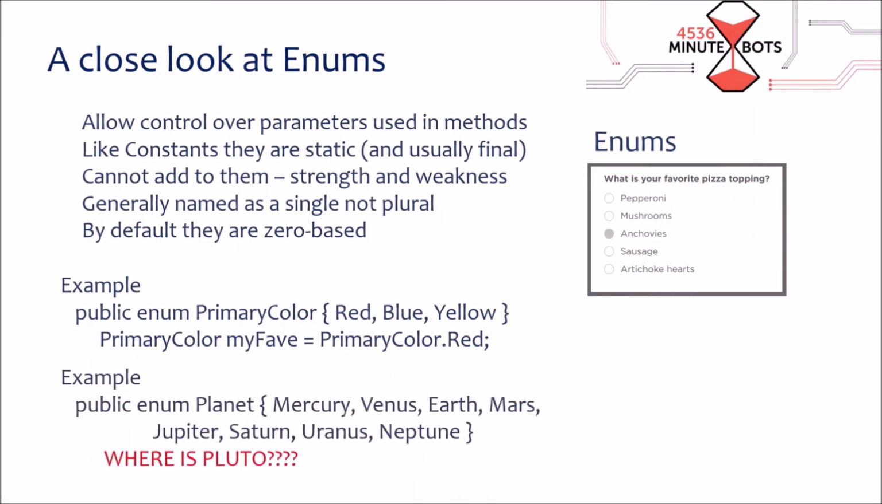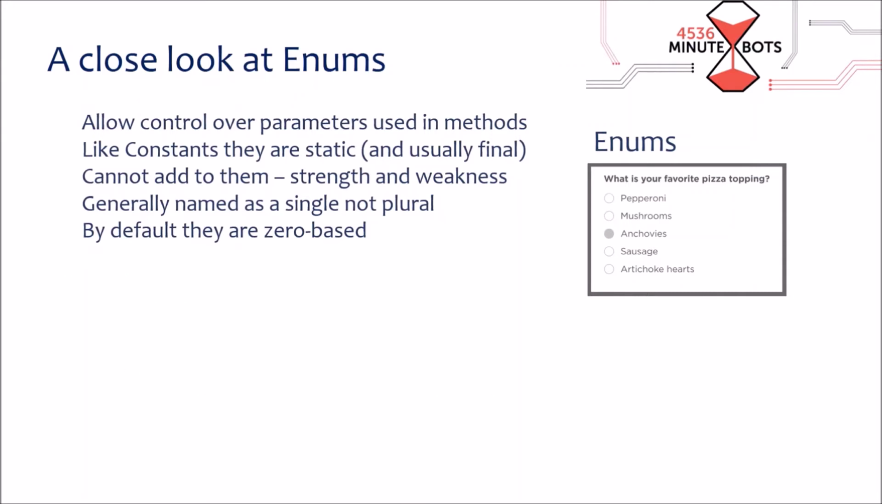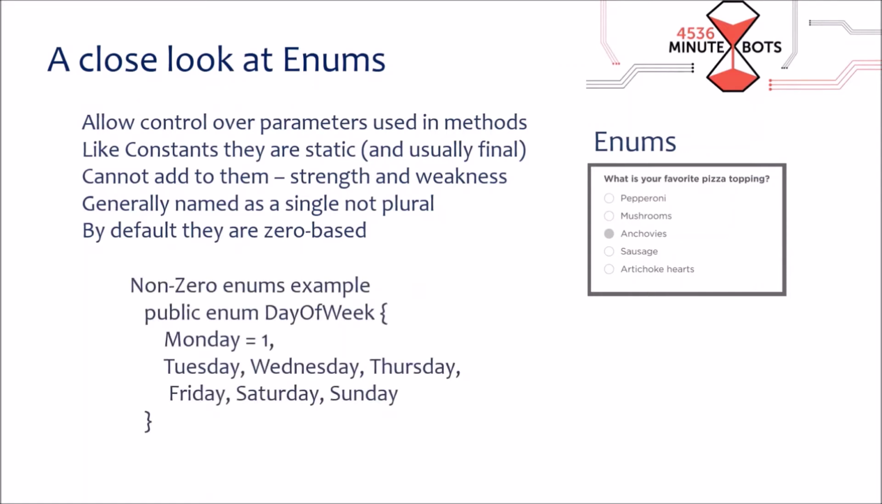Here's another example. Planet: public enum Planet, MERCURY, VENUS, EARTH, MARS, JUPITER, SATURN, URANUS, NEPTUNE. Where's Pluto? Sorry, Pluto, you aren't a planet. So I want to go through an example of how you would set an enum at a non-zero base. And this has actually happened in the DayOfWeek example that we saw in java.time. Monday is 1. And if you do it like this, MONDAY equals 1, then Tuesday, Wednesday, Thursday, Friday, Saturday, Sunday, it just rolls down. Monday is 1, Tuesday is 2, Wednesday is 3, Thursday is 4, Friday is 5, Saturday is 6, and you guessed it, Sunday is 7.